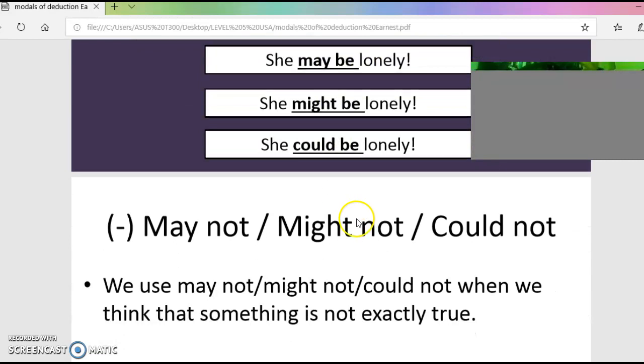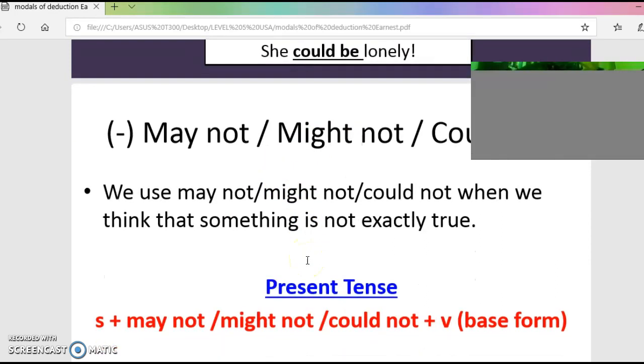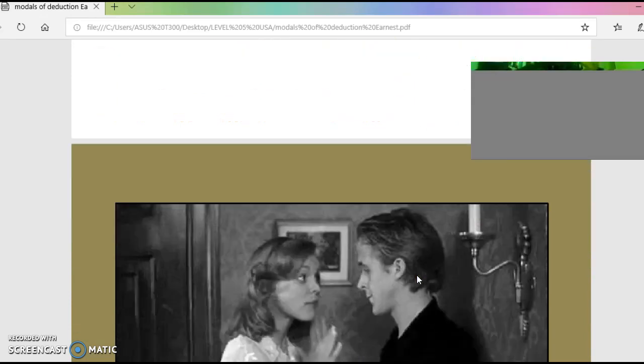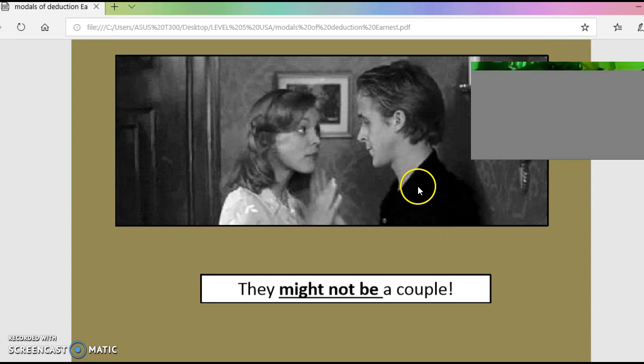And as we are going to see, we can also use may, might, or could not only in the positive but also in the negative. We have examples like she may not, she might not, or she could not, plus the base form of the verb. And then we say, they might not be a couple. Just to guess, who are they? They might be friends, but the possibility is that they might be a couple, which means that I'm not certain.